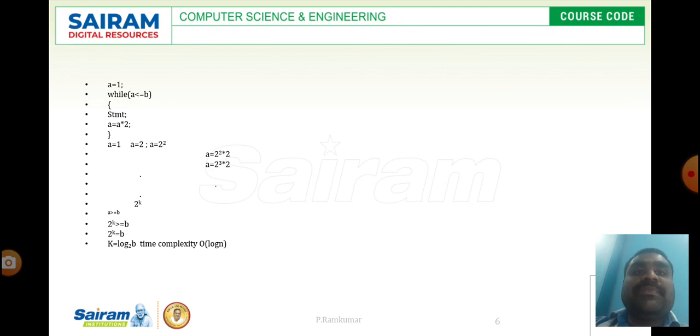So according to that principle, first a equal to 1 star 2. Then the a value will be incremented, and in the next iteration a equal to 2 star 2. 2 star 2 means 2 power 2. Again a equal to 2 power 2 star 2, which is 2 power 3. Keep on, the loop will be executing with powers of 2. So where will it stop? We have to assume the power k. So 2 to the power k. When it reaches 2 to the power k, the algorithm will stop its execution.